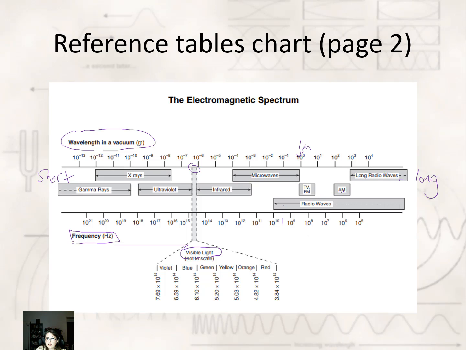We also talk about AM radio waves. FM radio waves are shorter than AM. Then we have infrared light, also microwaves, which are a little bit longer than infrared. Ultraviolet, X-rays, and gamma rays, they overlap with one another.